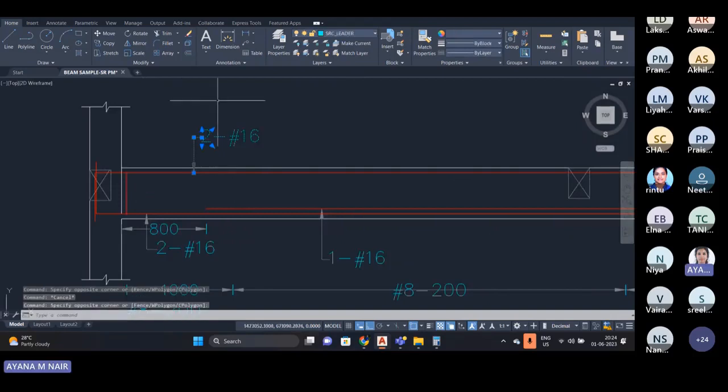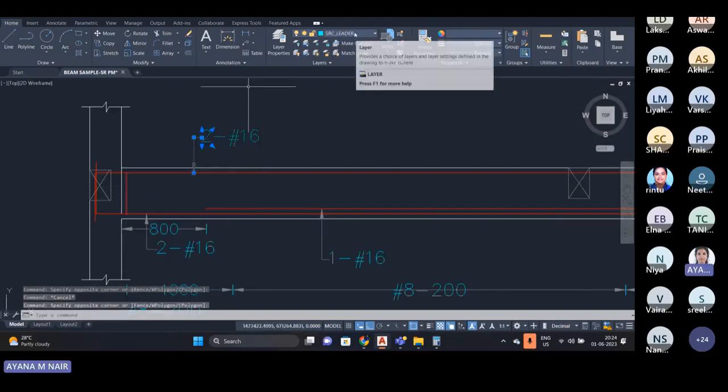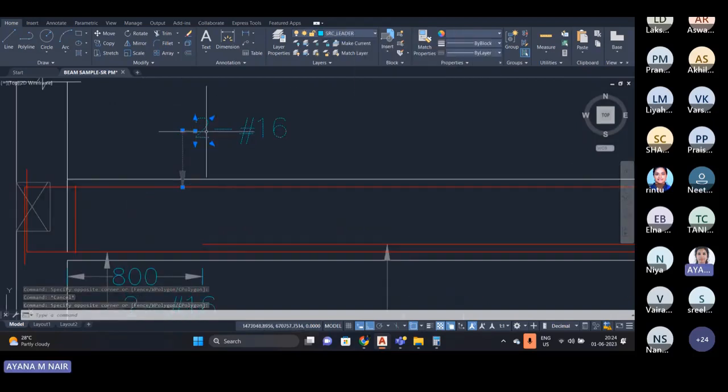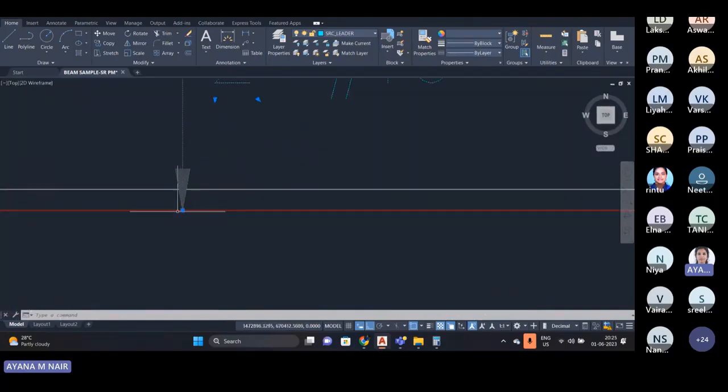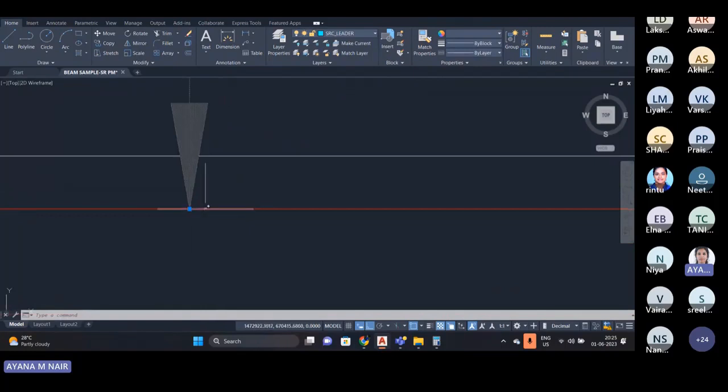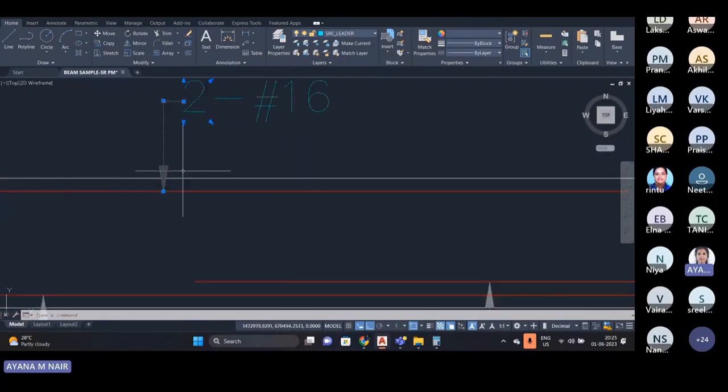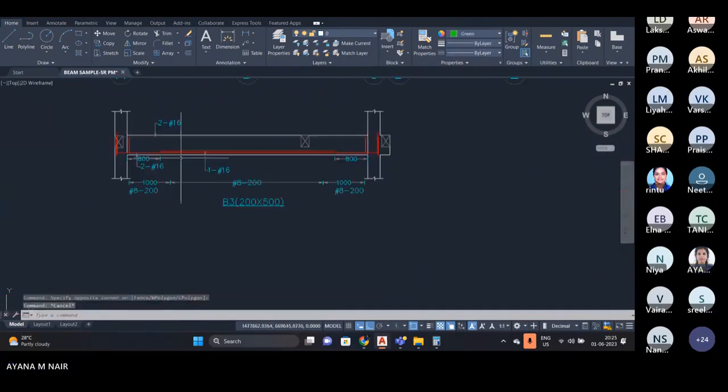Now, this is a leader, that is SRC leader. And here we can see that this is pointing that there are two numbers of 16 bars, which are the main bars provided. So, one of the corrections to check here is that the tip of this leader should point to the reinforcement so that it will be scanned properly.